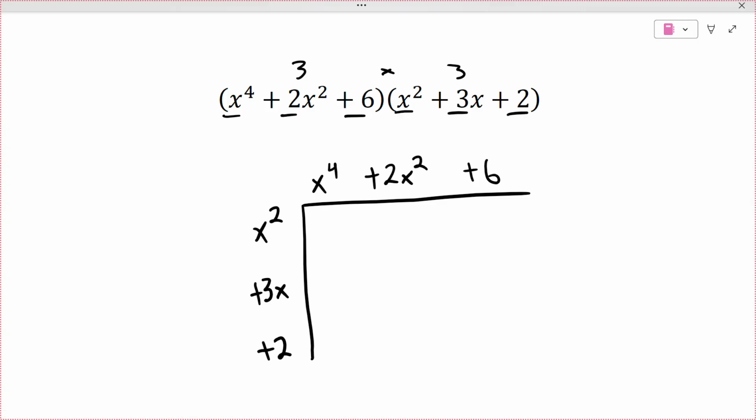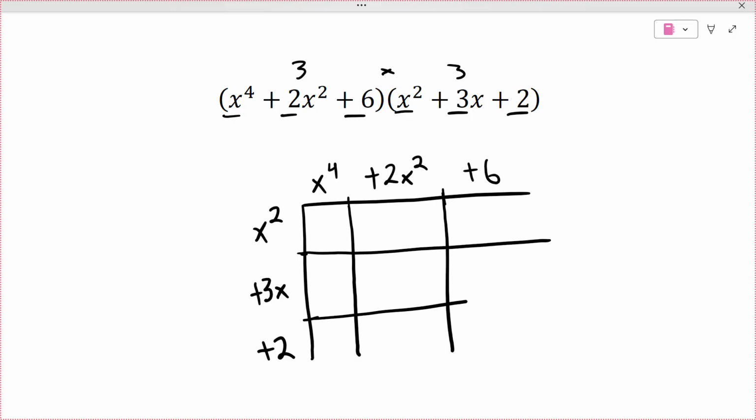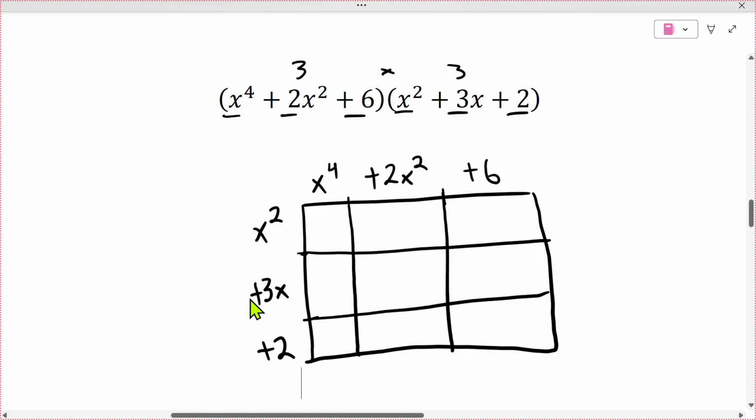the plus 2. Again, now I'm drawing the lines for my box in between the terms. So in between the x to the 4 and the 2x squared, I draw a line. In between the 2x squared and the plus 6, I draw a line. In between the x squared and the 3x, I draw a line. In between the 3x and the 2, I draw a line. When I close the outside of this box, I have 3 by 3. I have 9 squares, which is what I would expect, right?